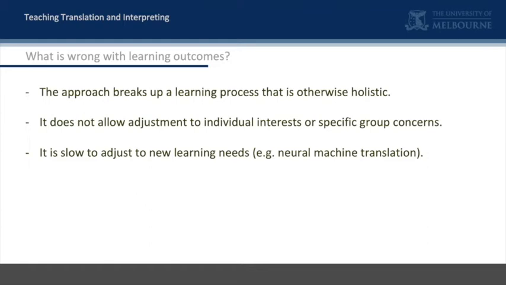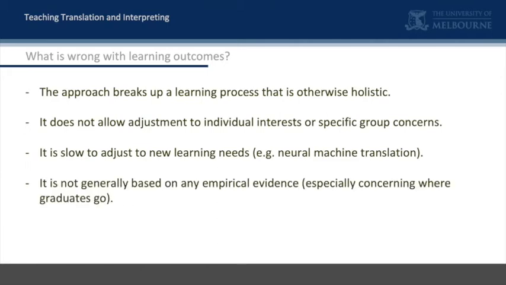That also means it's slow to adjust. For example, the noticeable qualitative improvement of machine translation since 2016 should oblige us to adjust our training to it. But it takes 2 years and often more for these things to go from planning to actual execution. So it's very, very hard to respond to what's happening in the market, or in a market that is as fast moving as translation is.